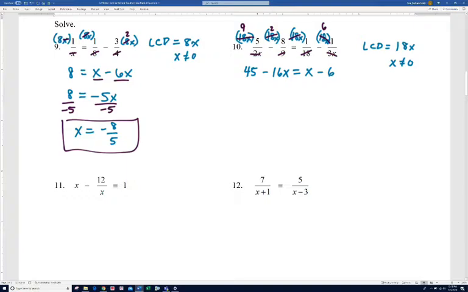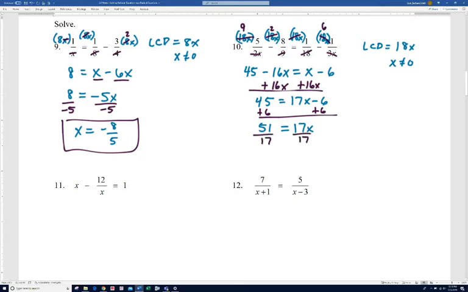All right, so let's see. We need to get x on one side only. Everything's been simplified on both sides, or there's nothing to simplify on each side. We don't have any like terms here. Okay, so why don't we add 16x to both sides? We could also subtract x on both sides. Either way would work. So we get 45 is equal to 17x minus 6. Let's go ahead and add 6 to both sides. We're going to get 17x equals 51. And if we divide each side by 17, we get our final answer of 3.